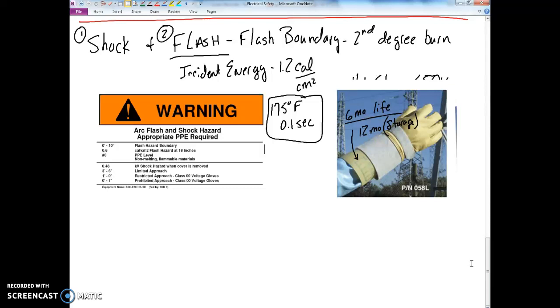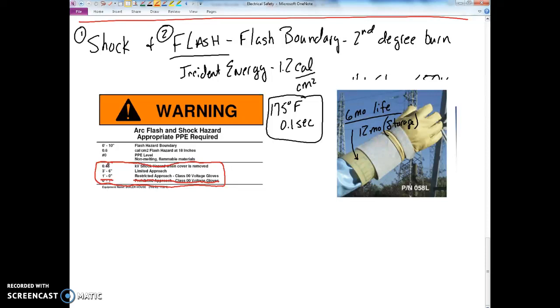Now, most of this stuff we've already discussed. If we take a look at, for example, this tells me what voltage this panel is, 0.48 kV. Tells me the limited approach boundary, the restricted approach boundary. Now, this label was printed before the prohibited approach boundary was removed, and so now the minimum approach boundary for us is 1 foot, and that's what we would know as a voltage approach boundary, perhaps.